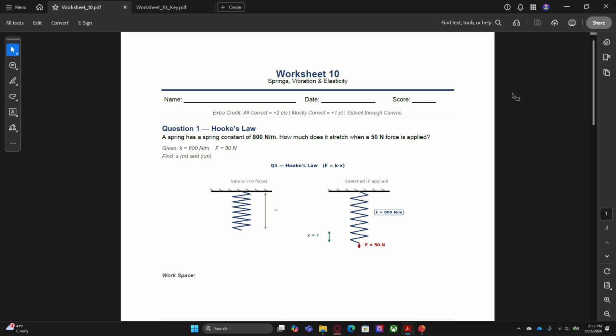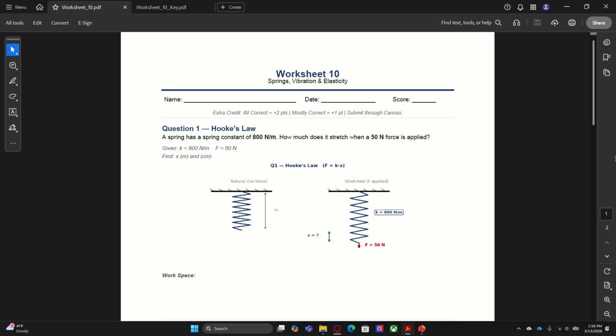Hi everyone. For this review topic, we're going over topic 10 from technical physics, which covered springs, vibrations, and elasticity. Getting into question 1 on practicing Hooke's law, we have a spring. A spring has a spring constant, or a K value, of 800 newtons per meter. How does it stretch when a 50 Newton force is applied?